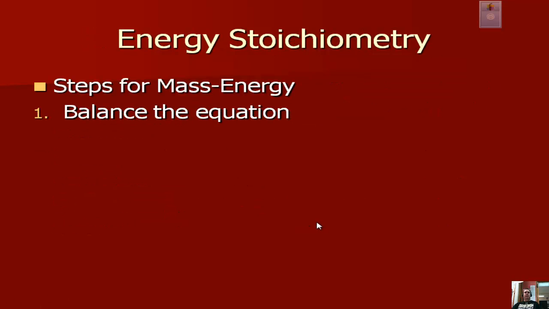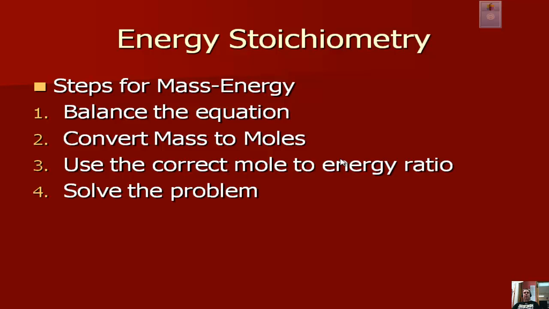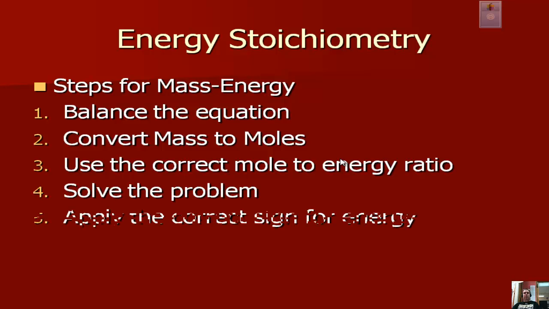Your steps for mass to energy: number 1, balance the chemical equation, as always. Number 2, convert that mass to moles. Number 3, instead of mole to mole ratio, this one's going to be your mole to energy ratio. Again, it still comes from the balanced chemical equation. Number 4, solve the problem. And finally, number 5, apply the correct sign for energy. Like I said, if it's on the reactant side, it's going to be positive. If it's on the product side, you're going to end up being negative.